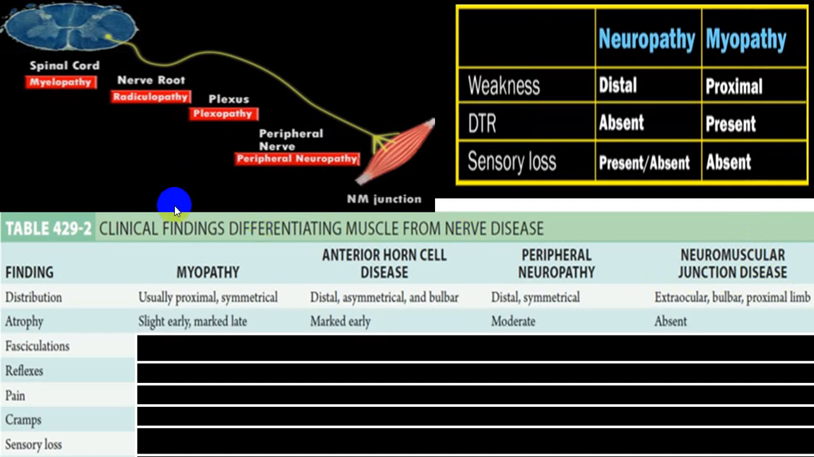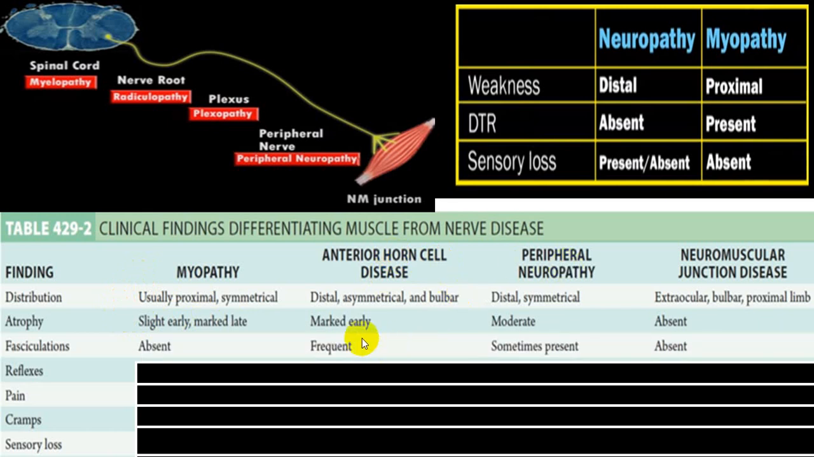As far as atrophy is concerned, you will get more atrophy in case of anterior horn cell disease, second in case of a peripheral neuropathy. But in a myoneural junction, atrophy will be absent, and in a case of a myopathy, it will be marked in late stages, maybe slight in early stage. Fasciculation will be more common in anterior horn cells, may be seen in a case of a peripheral neuropathy, but in a myopathy and myoneural junction, it will be absent.